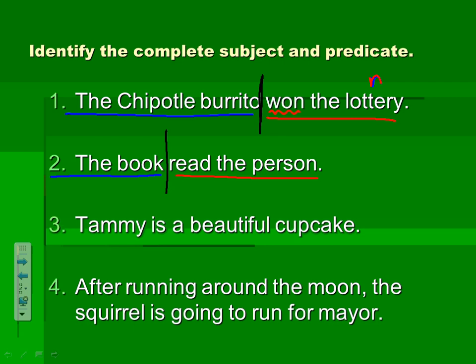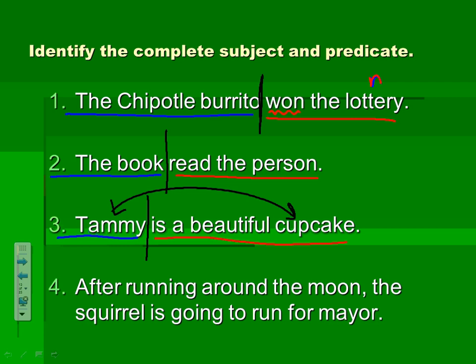My verb is a linking verb, and that verb is. So I'm going to draw my line dividing the sentence in half right here. My complete subject is pretty short, Tammy. My complete predicate is rather long, is a beautiful cupcake. This is linking, and you can very clearly see it because does everybody agree that the cupcake is Tammy and Tammy is a cupcake? That's how you know you have a linking verb.